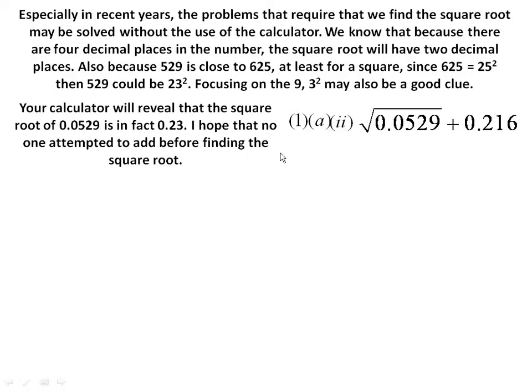And we said that the square root of 0.0529, we could imagine without using the calculator that it is actually 0.23. But these days, CXC examiners imagine that students have the calculators at their fingertips, so they expect that students will use them. So we have 0.23 plus 0.216. And that may be done in our minds without the use of a calculator.